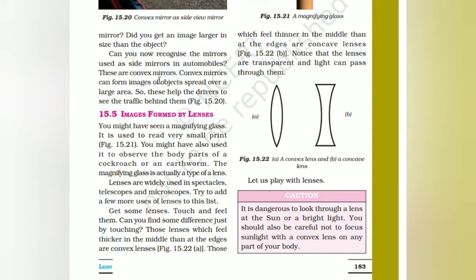That is the mirrors used as side mirrors in automobiles. They are convex mirrors. Convex mirrors can form images of the object spread over a larger area. So this helps the drivers to see the traffic behind them.